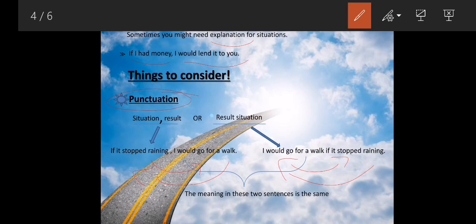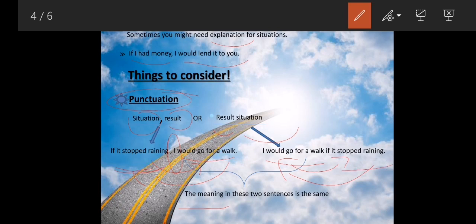I mean, you can begin with the situation and then the result, or the result and then the situation. When this happens, it doesn't change the meaning. But in written English, there is an important punctuation change that you need to make. Let's see the examples. If it stopped raining, I would go for a walk. I would go for a walk if it stopped raining.